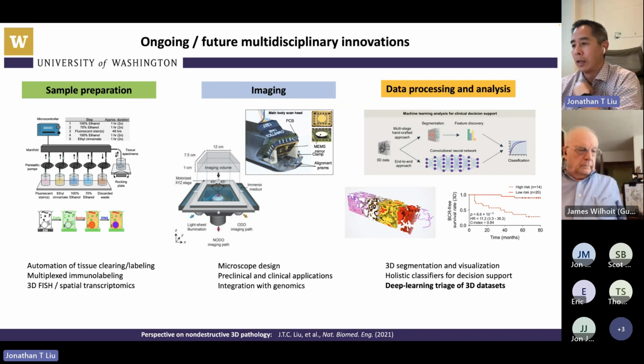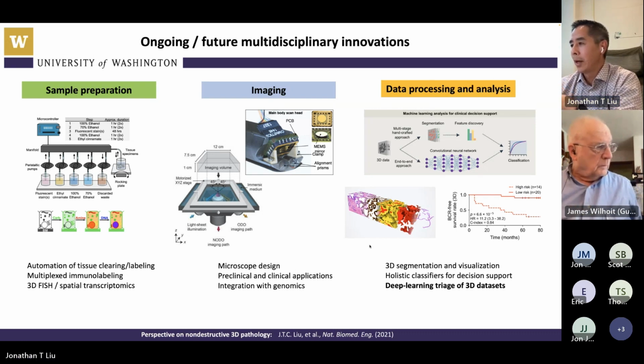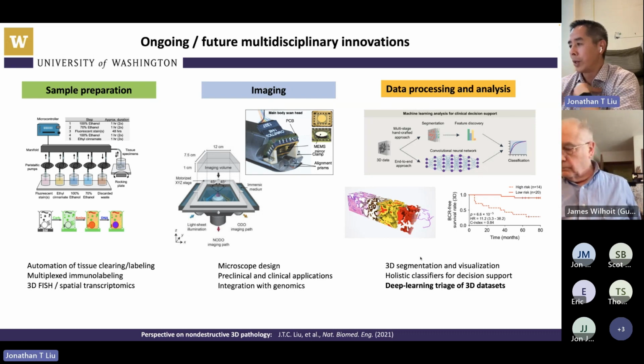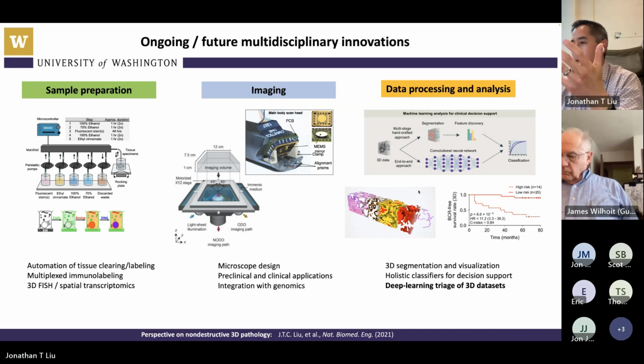The imaging, there's a lot of innovation there, designing the microscopes to be fast and accurate and high resolution, and applying them to different applications, whether it's preclinical or clinical, trying to integrate them with other genomics or other omics technologies like sequencing. But a lot of the opportunities and a lot of the work that we're doing now actually is on the data processing and analysis, just because we're generating this wonderful data that's hundreds of terabytes of data, but it's not going to be useful unless we can analyze it.